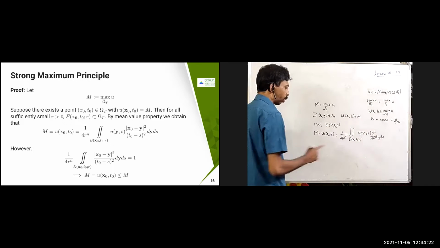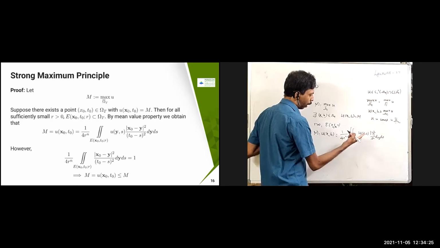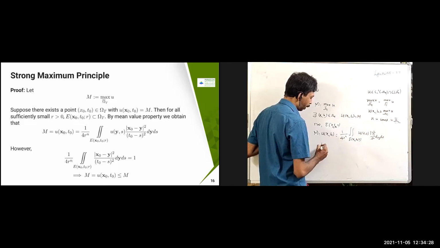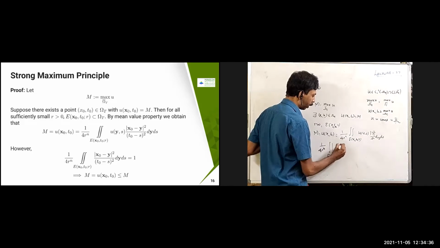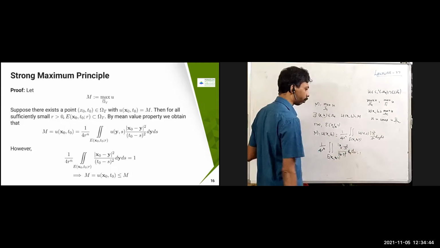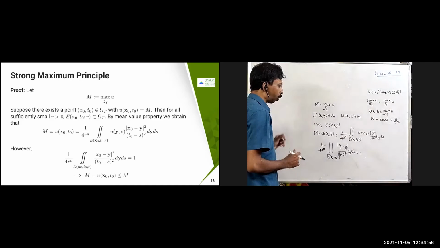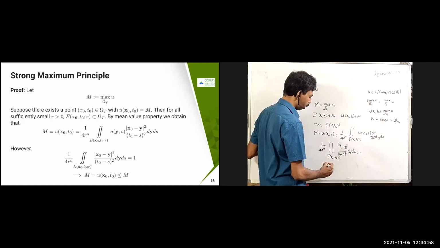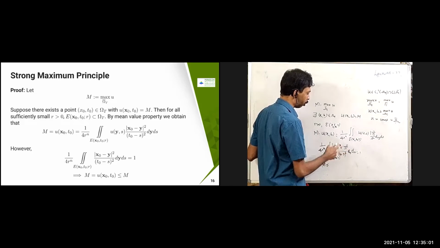But we know, according to the properties of the heat kernel, that 1 by 4 r power n integral over E of x0 comma t naught comma r of mod x0 minus y whole square divided by t naught minus s whole square dy ds is equal to 1. This is the property of this one. You can prove that also. So therefore, using this property, M is going to be less than or equal to something.